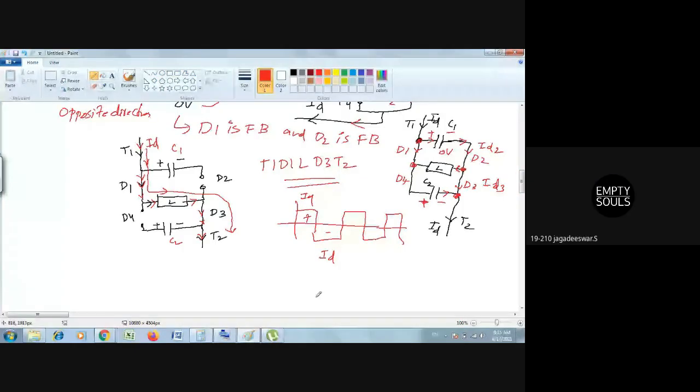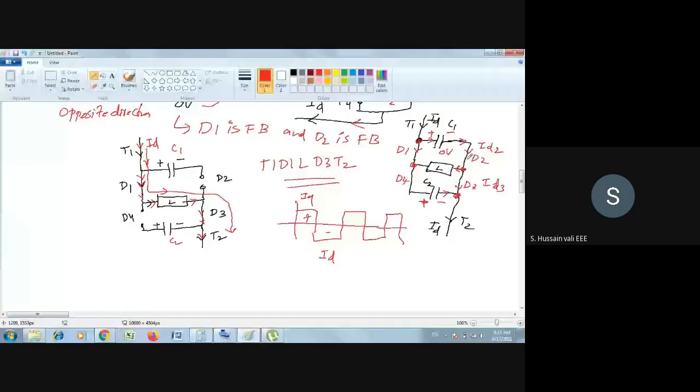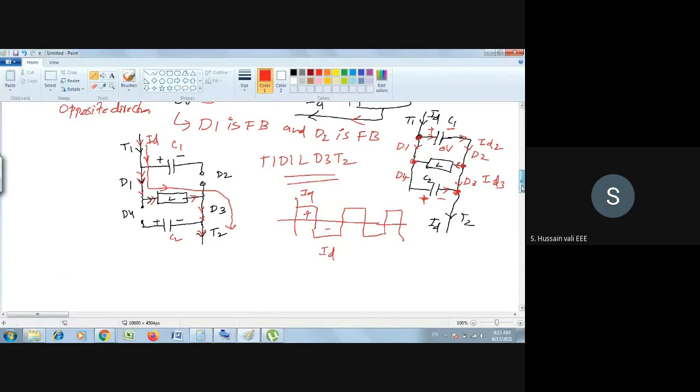Yes, sir. Okay, so your doubt is that T2 will be turned off. I also agree with that. That's the reason I have redrawn the circuit here. T2 and D4 are turned off. So when D2 and D4 are turned off, C1 and C2 are also disconnected from the circuit. Then what is the only closed path left? T1, D1, L, and D3, T2. So the current in the load gets reversed. So positive current, negative current, positive current, negative current. So that's it. This is the operation of the single phase full bridge current source inverter.